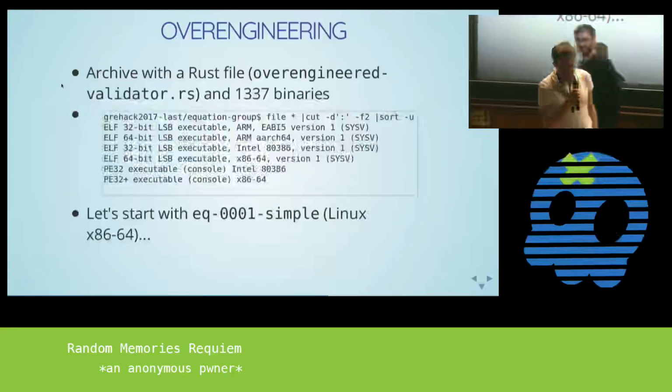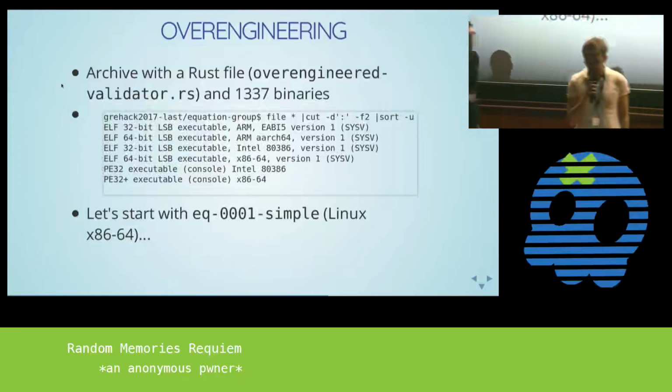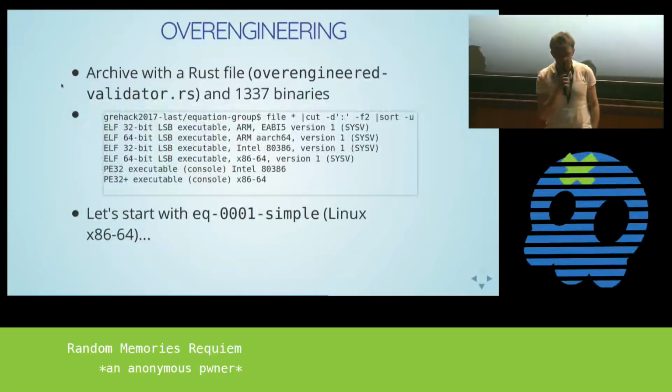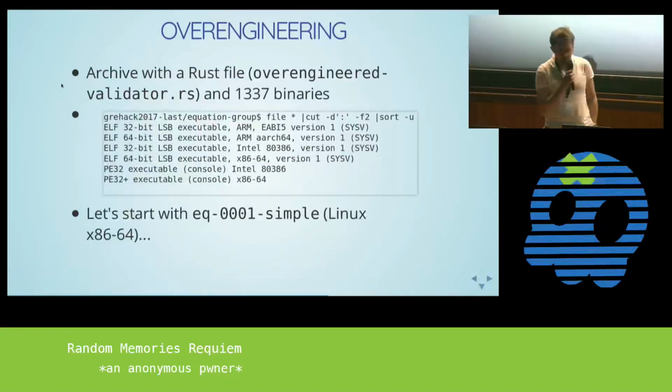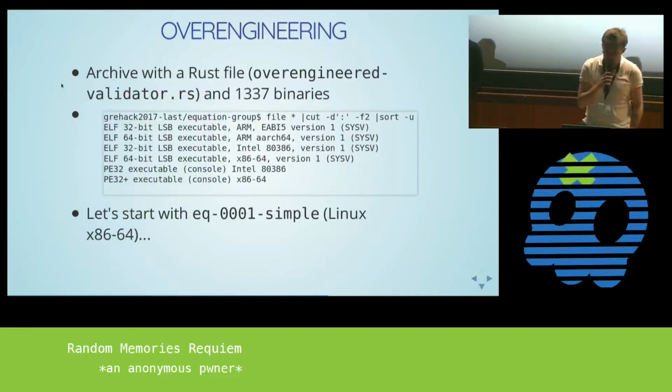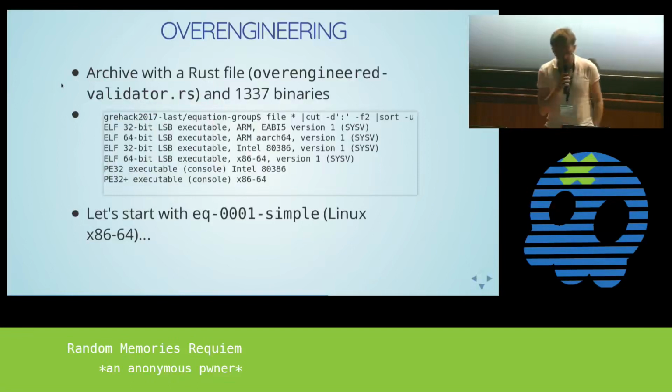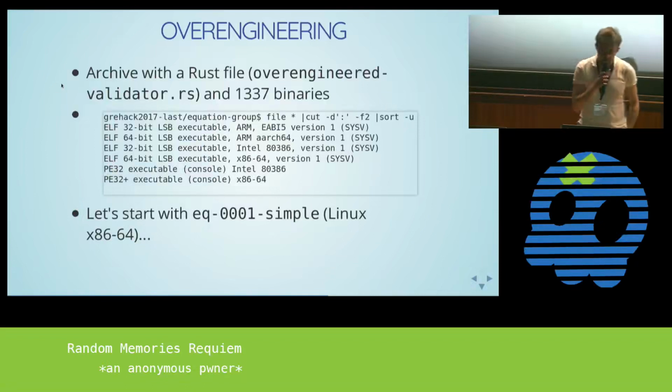Thank you, Jean-Baptiste. So the next challenge was called Over-Engineering. It was an archive with first a Rust file and 337 binaries. If we just take a quick look at the binaries, we see that there are 5 different architectures and operating systems. And if we take a fast look at the Rust file, basically it takes integers as input and generates a key. So it looks like we have hundreds of binaries to crack.